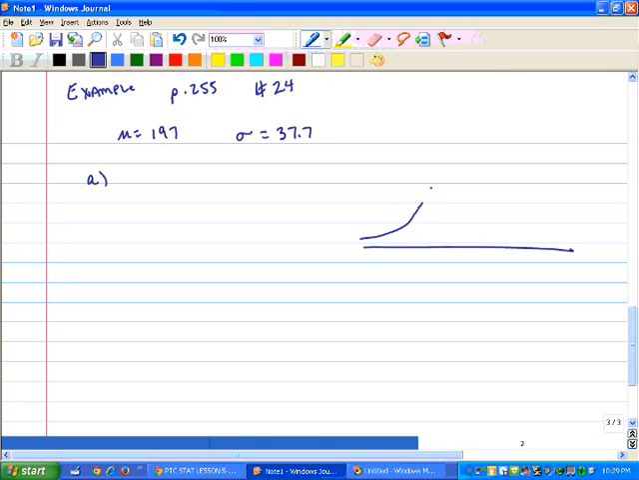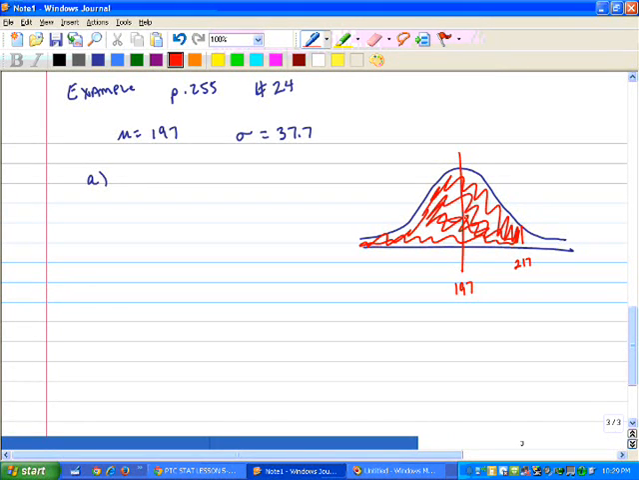We sketch the curve. Mean is 197. We're looking for the percent that have a total cholesterol level less than 217. So we're looking for the area under the curve to the left of 217, or the probability that our random variable x is less than or equal to 217.